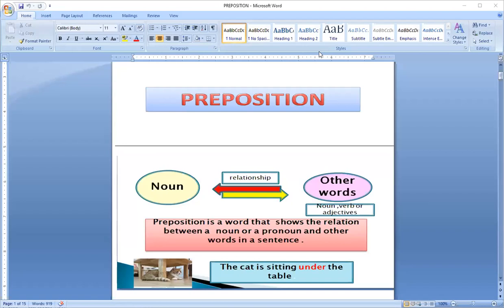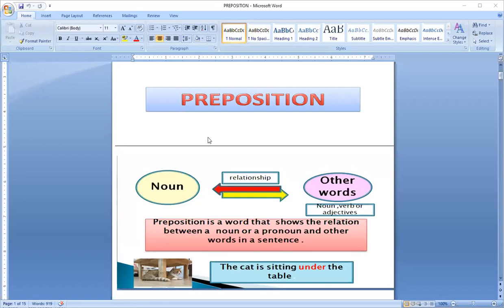Today we are going to start a new topic of English grammar, that is prepositions. So we will discuss different types of prepositions, as a preposition of place, as a preposition of time, as a preposition of direction and movement. So let's start our topic, preposition.